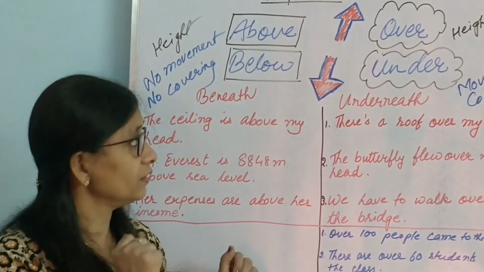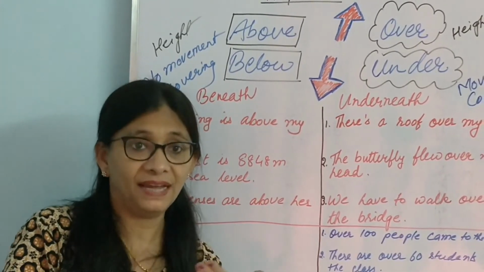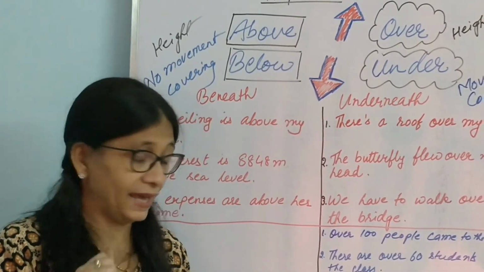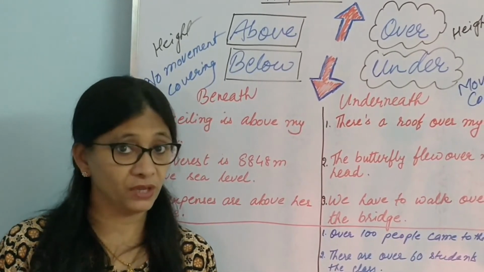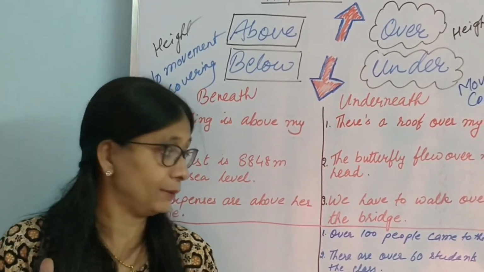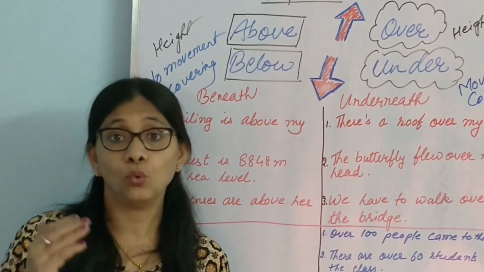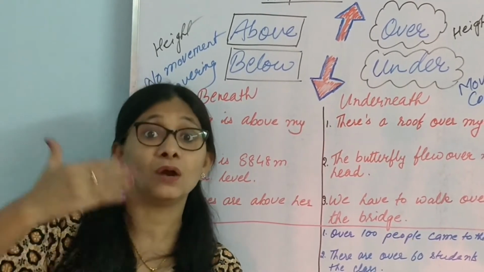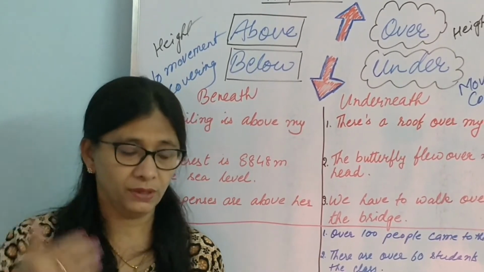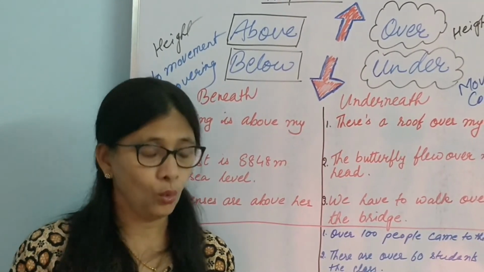Over is used with numbers also. When numbers exceed, then we use over. Like, over 100 people came to the party. The estimate was 100. There are over 60 students in the class. My estimate was 60, but it seems there are over 60 students. So, to say something about numbers, we might use over.